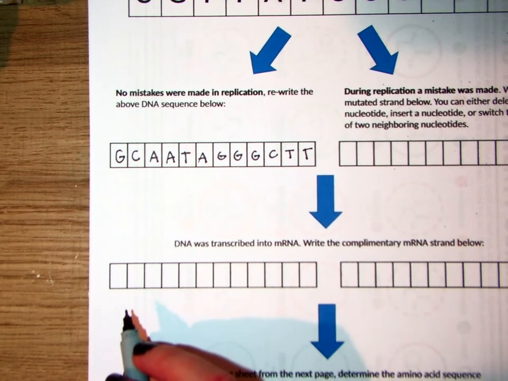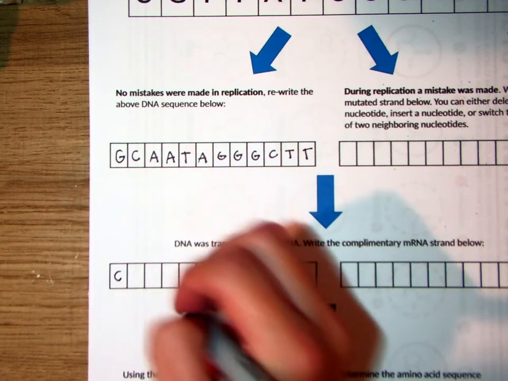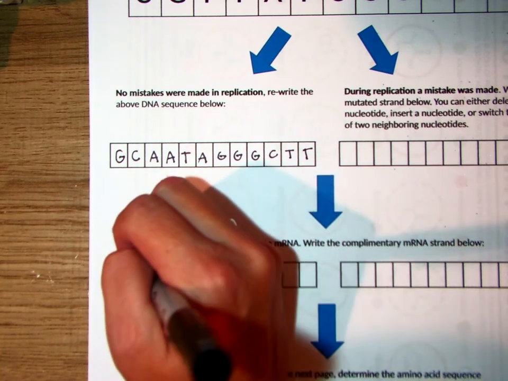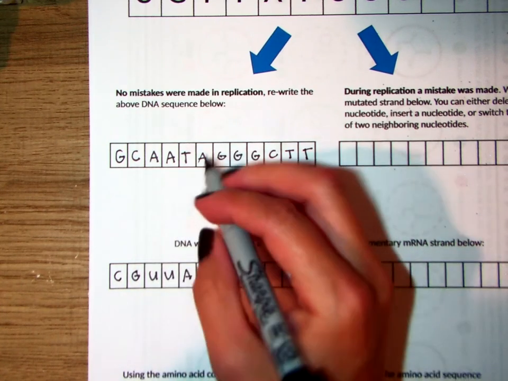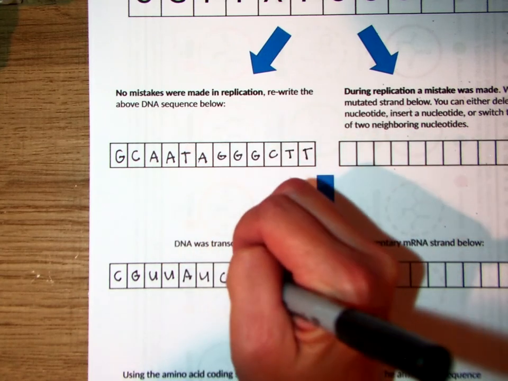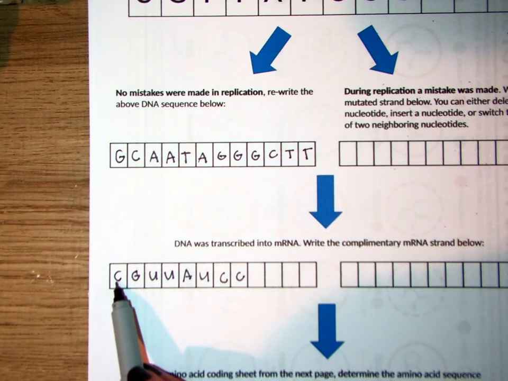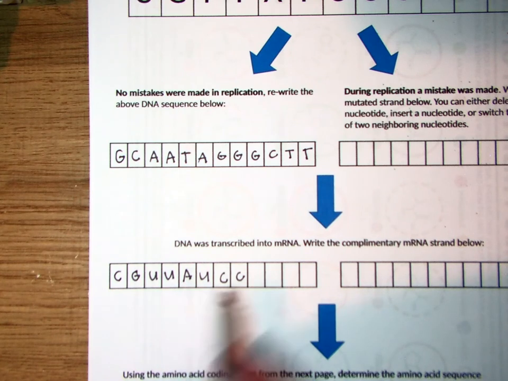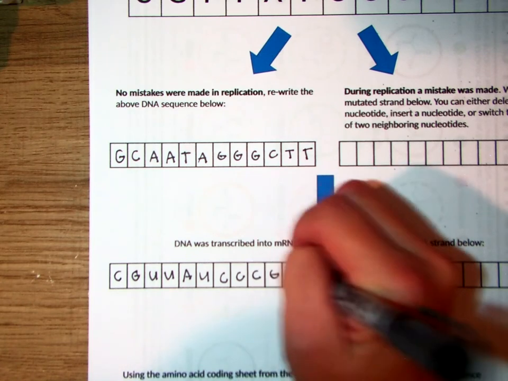So remember, there are no T's. So C, G, G, C, A. Instead of putting T's here, we've got to put U's, because this is RNA. A, T, A, G, C. I got off somewhere. Let's see. C, G, C, G, A.